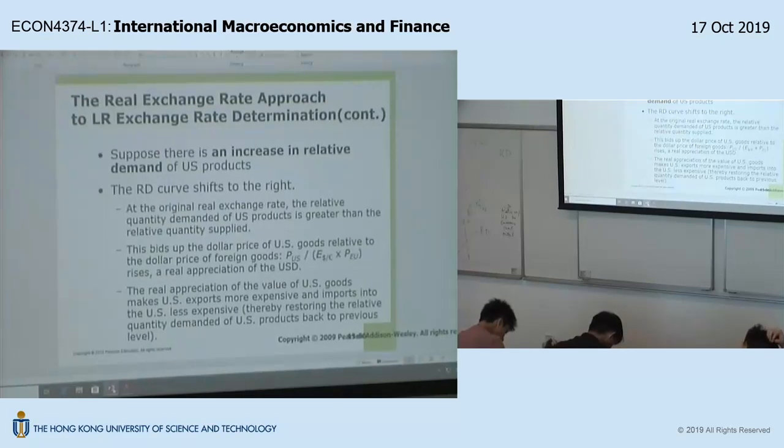Then we can talk about some comparative statics, right? Suppose there's an increase in relative demand for U.S. products.